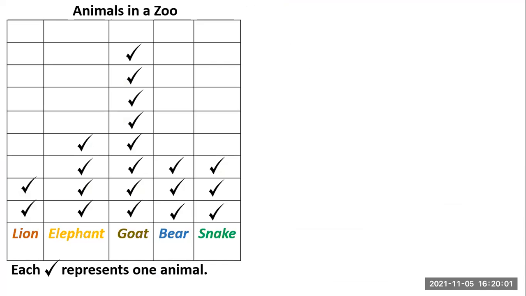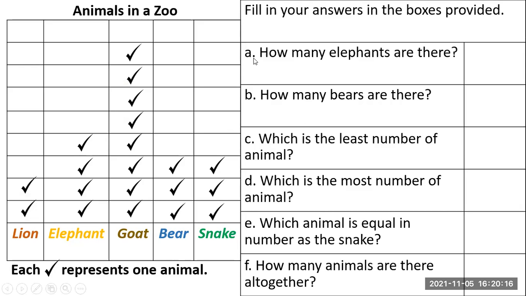Now here, page 85. On page 85, the picture graph shows the animals in a zoo. Each tick represents 1 animal. Now questions. First question, letter A. How many elephants are there? 1 tick, 2 ticks, 3 ticks, 4 ticks. That means the answer here is 4 elephants. Letter B. How many bears are there? There are 3 bears, so we will just write number 3.